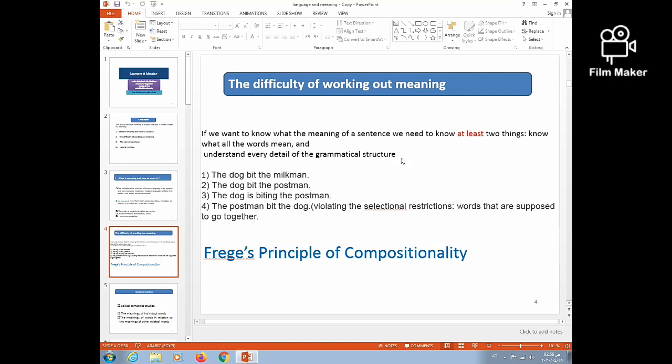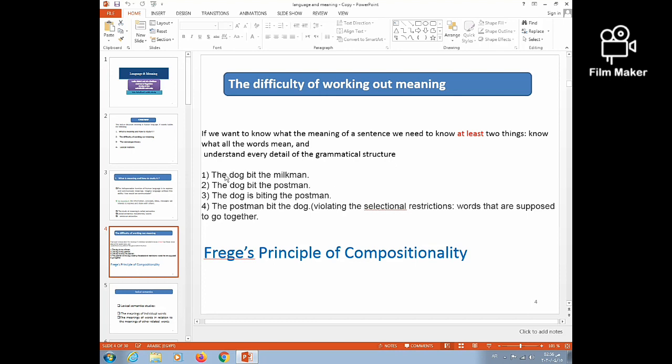So in order to work out the meaning of a sentence, we look at the individual words and their meanings, and also we must understand every detail of the grammatical structure of the sentence. You understand? Let's look at these examples. The dog bit the milkman. The dog bit the postman.